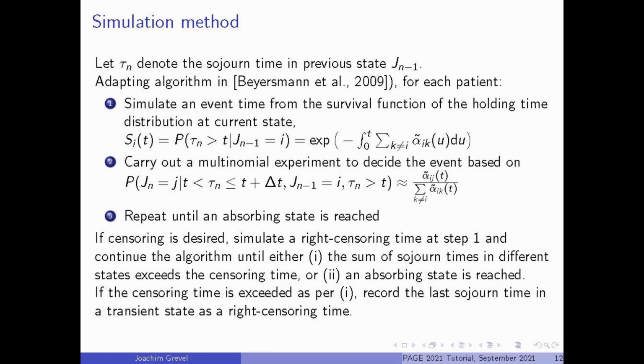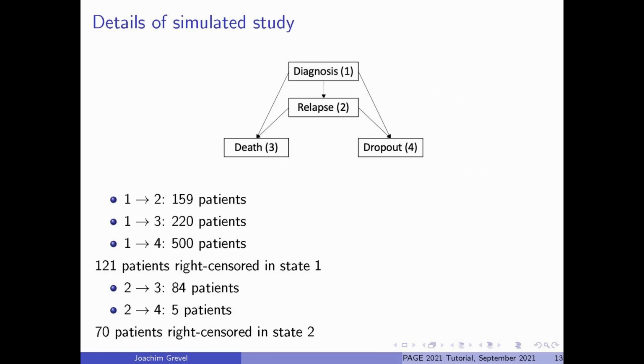We simulate from the chosen model by adopting an algorithm developed by Beyersmann. For each of the patients we simulate first an event time from the survival function of the holding time in the current state. Then, second, through a multinomial experiment, we decide which state the transition is reaching. Finally, third, we repeat steps 1 and 2 until an absorbing state is reached or until the patient dataset is truncated by right censoring. Here I show the transition events and the number of patients caught by right censoring of one of the simulated studies.